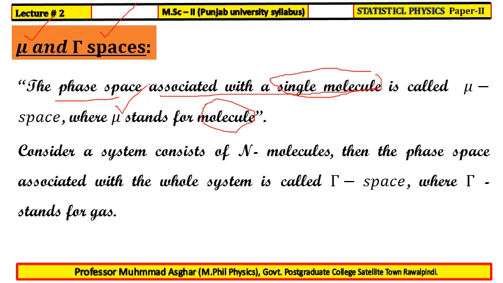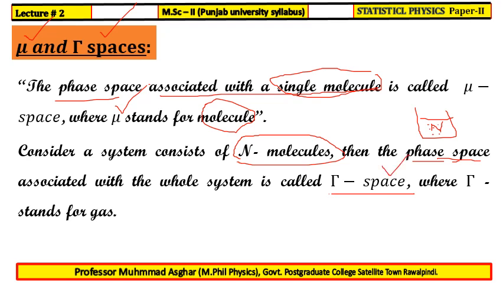And if we have a system of n molecules, suppose we have a gas in a container and there are n molecules in the container, then the phase space formed by these n molecules is called gamma space. That is why it stands for gas. Gamma stands for the gas.